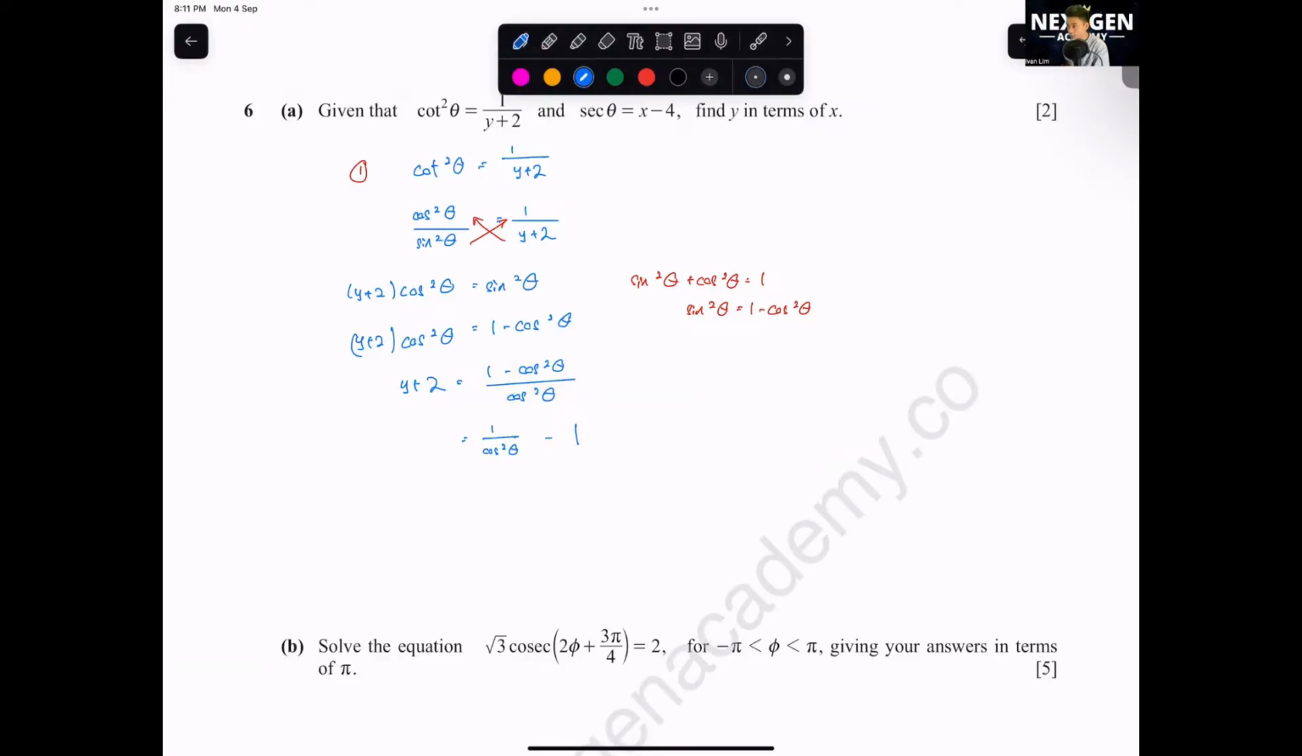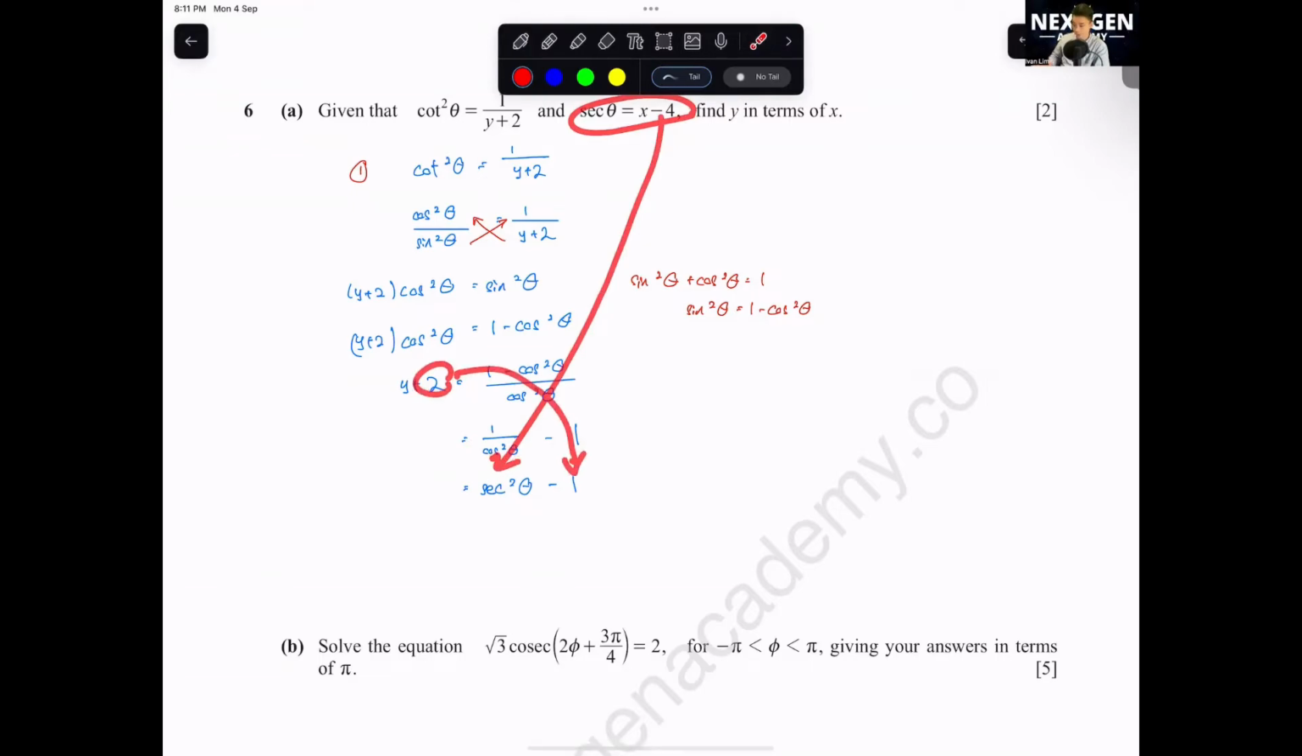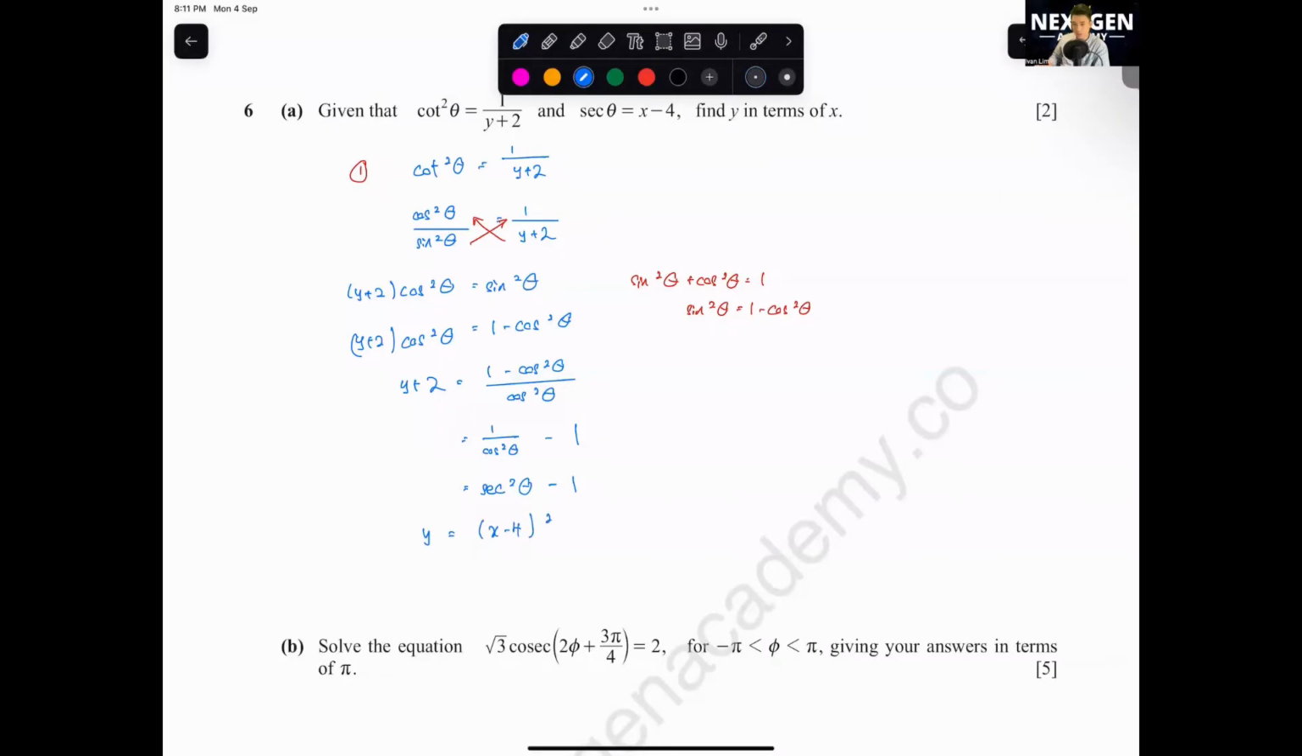Hold on a minute. Did I write something wrong? 2 cos square theta. Okay. What is 1 over cos square theta? It's actually secant square theta, right? Minus 1. Okay. Then you see, secant theta is x minus 4, right? Can I just sub inside here? Then this plus 2, I bring it here. So here it will be y equals to x minus 4 square, then minus 1 minus 2, this will be minus 3.